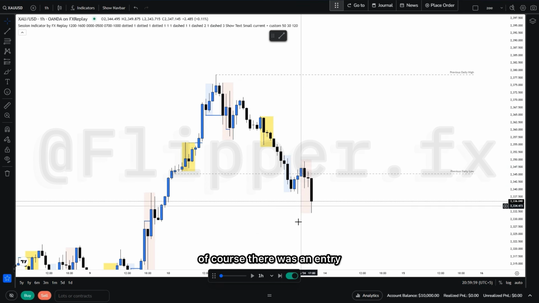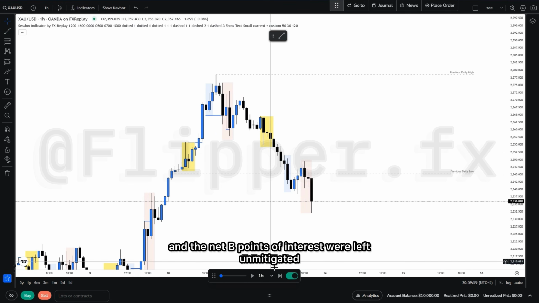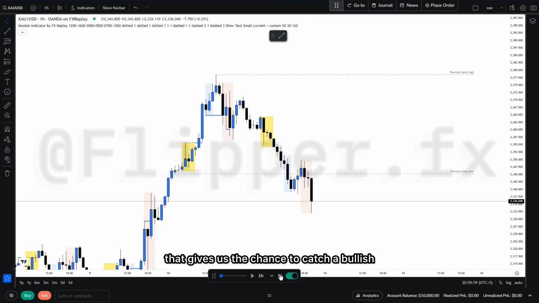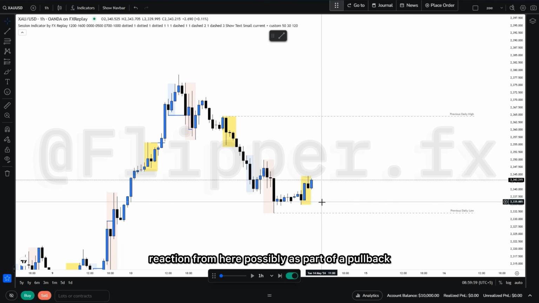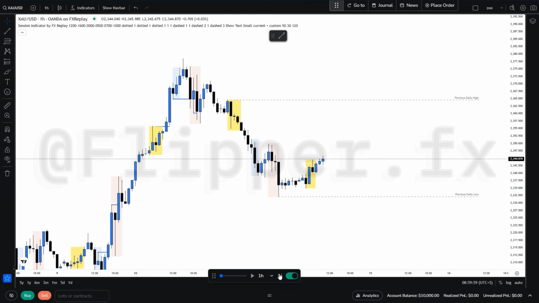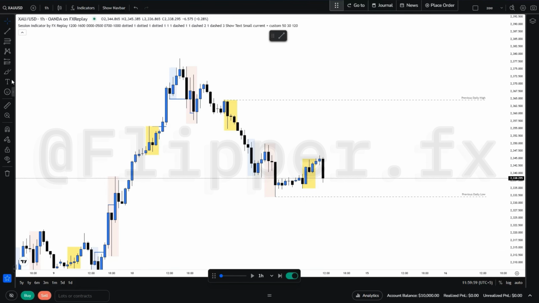Of course, there was an entry, but we will discuss the exact reasons and entry logic later. Now, if you notice, there was a structure break here and the net B points of interest were left unmitigated. That gives us the chance to catch a bullish reaction from here, possibly as part of a pullback. Okay, so we got a small reaction from that zone and now the Asian session has begun.